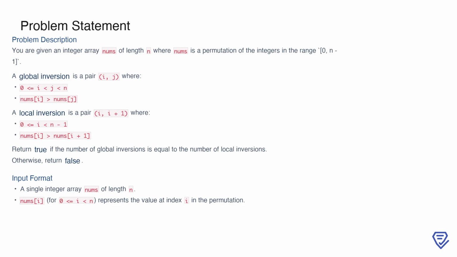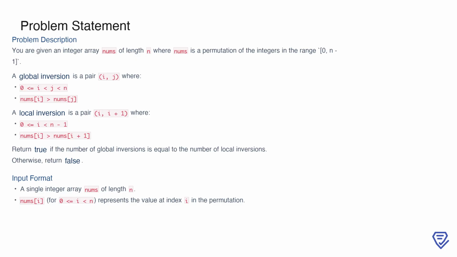A global inversion is defined as a pair of indices i, j, where i is less than j, and the value at nums[i] is greater than the value at nums[j]. On the other hand, a local inversion is a stricter case where the indices are adjacent, specifically i plus 1, and again, nums[i] is greater than nums[i+1].